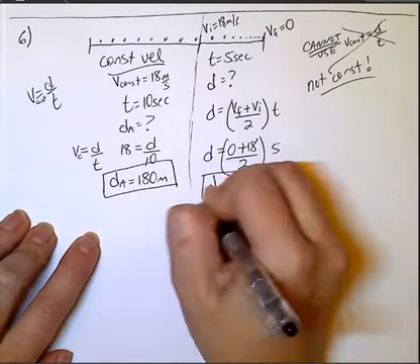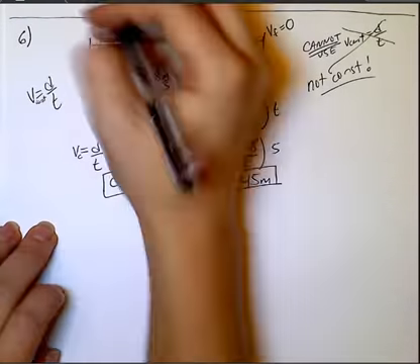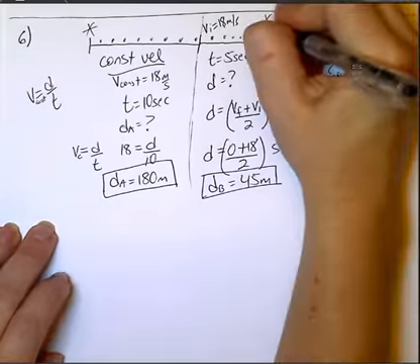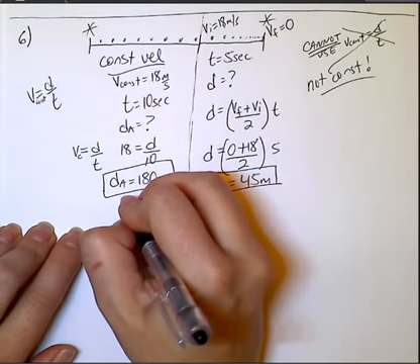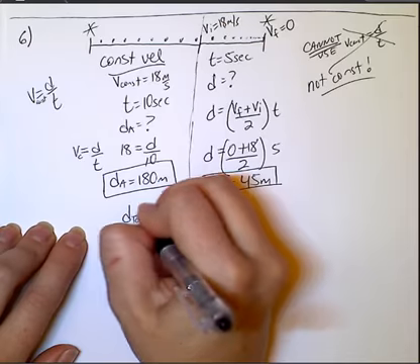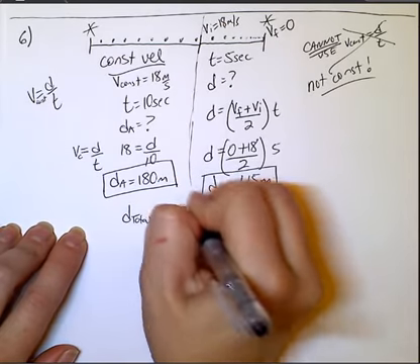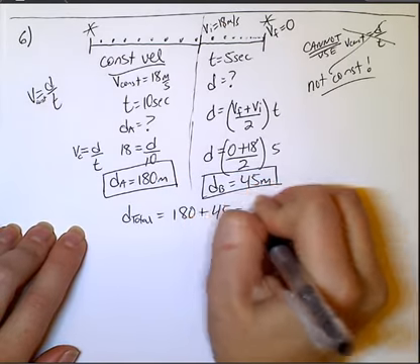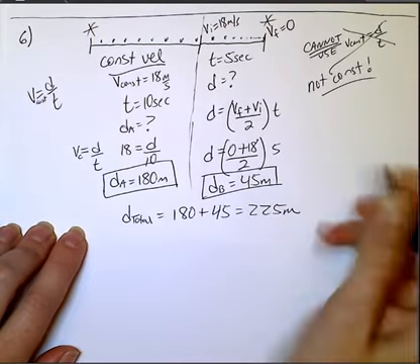So the total distance that he went from the very beginning here to the very end here is those two added together. My final answer.